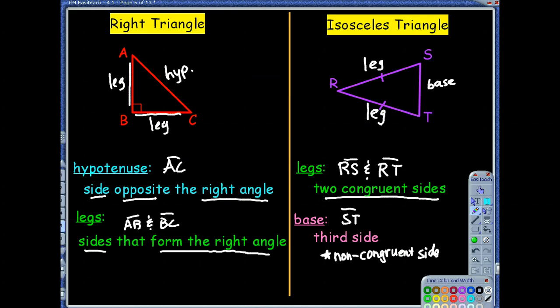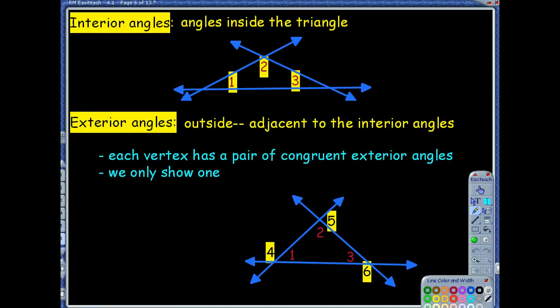It means the side that is not congruent to the other two. And if it was congruent to the other two, then it would be considered an equilateral triangle, which has different characteristics as well. So there wouldn't necessarily be legs. Okay. All right. We have lots of vocabulary.